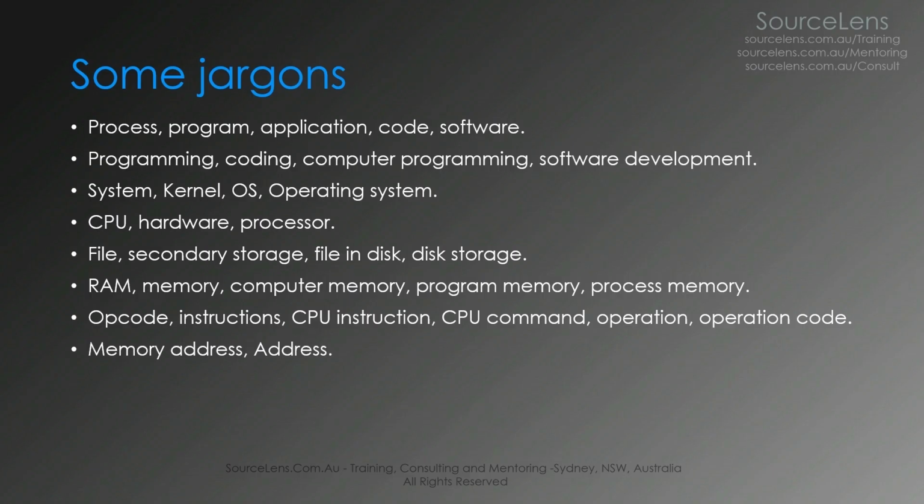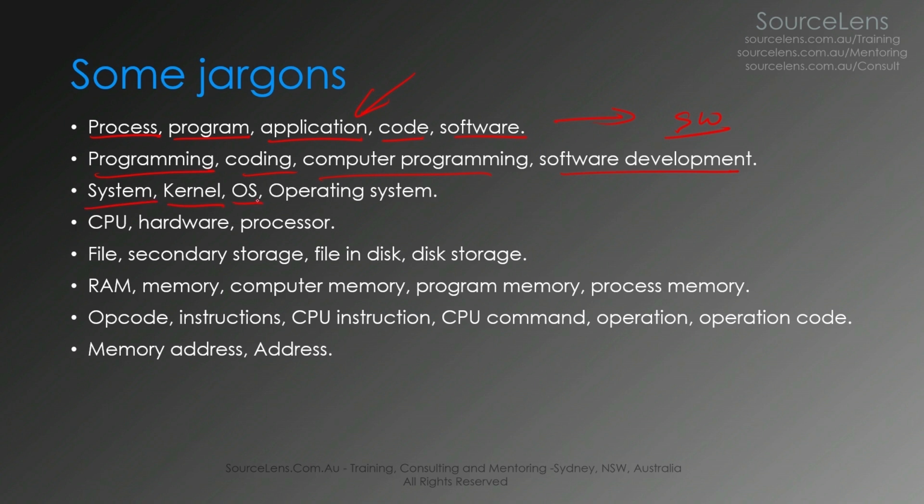Let me explain some of the jargon which I'm going to use throughout this presentation. Process, program, application, code, software: all this is referring to code or instructions to the CPU, or the software in general. These are the different terms I'll be using. They are slightly different entities, but in our context, it's the software part. Now, programming, coding, computer programming, software development: all this refers to the creation of this first entity, which is software.